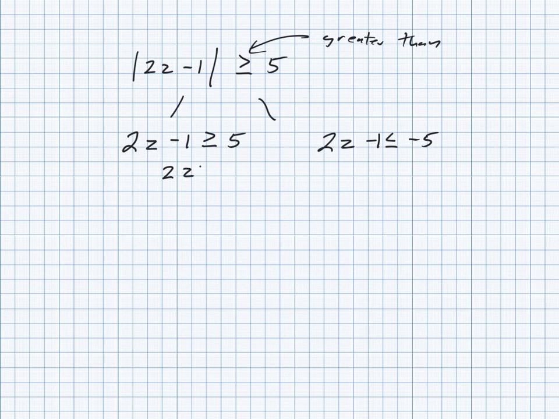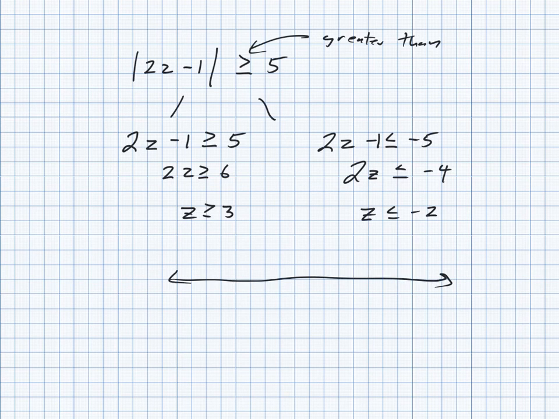Now let's solve each one separately, adding 1 to both sides. I get 2z is greater than or equal to 6. Z is greater than or equal to 3. Over here on the other side, I'm going to add 5 to both sides. I get 2z is less than or equal to -4. Z will be less than or equal to -2.